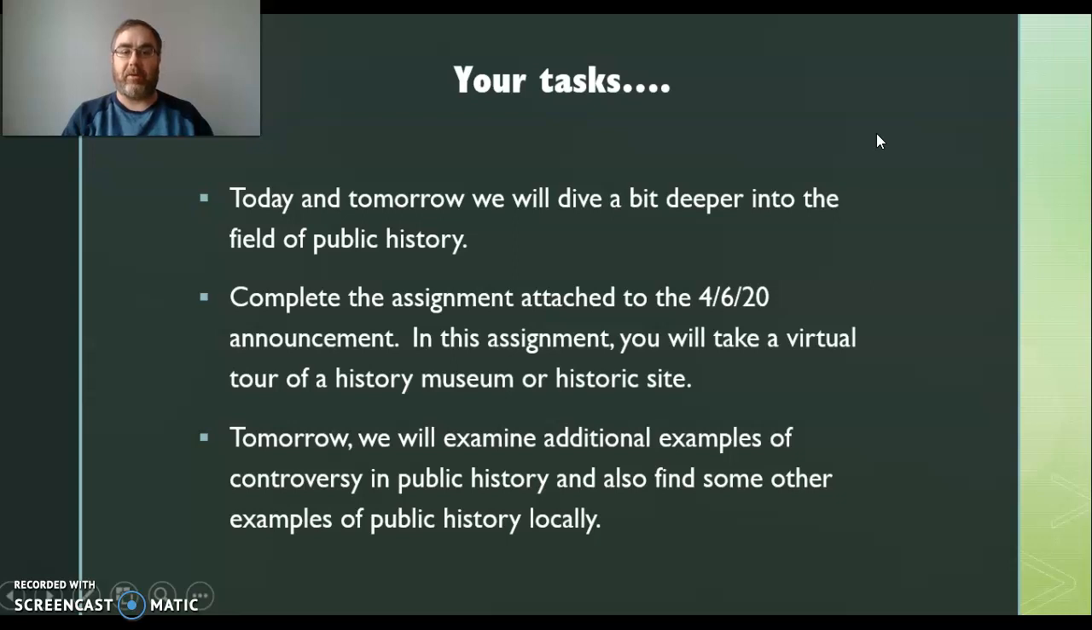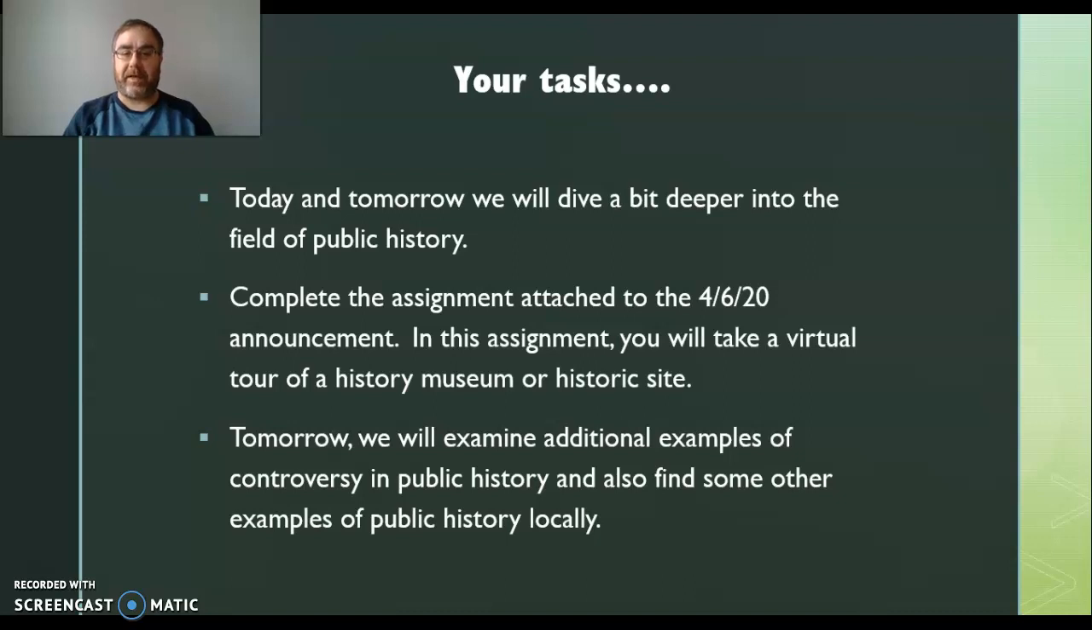Now, here's what we will be doing the next 2 days. Today and tomorrow, we're going to dive deeper into the field of public history. We're going to look at ways that history has been commemorated for the general public. Oftentimes, we look at books which are written not for the general public, but more for other historians. However, expressions of public history are generally written for just everyday people.